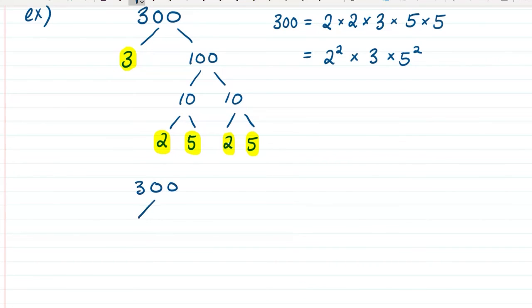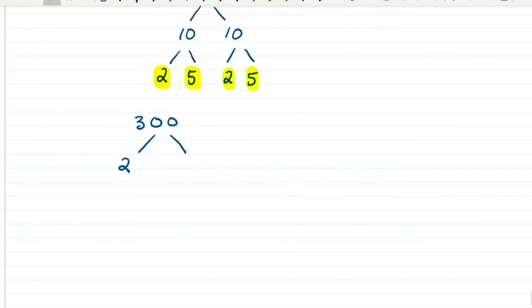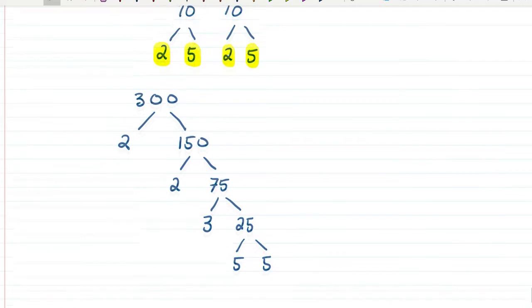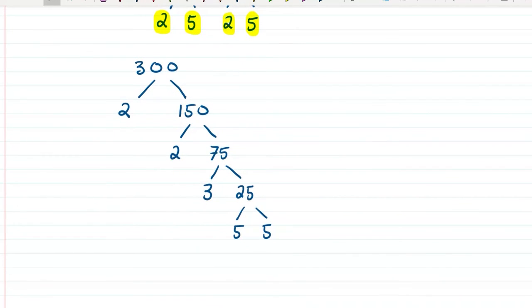300, and then start from the smallest prime factor, which is 2, and then keep dividing until you can't. So that will be 150, 2 times 75. Let's try the next prime factor, which is 3, 25, and then 5 times 5. So you still get the same prime factors.